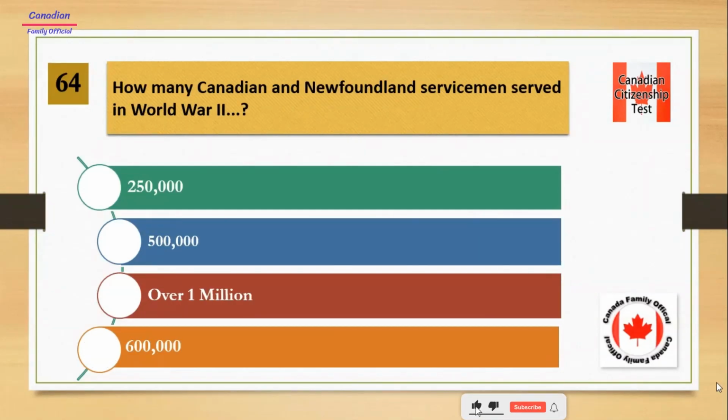How many Canadian and Newfoundland servicemen served in World War II? Number 1 250,000. Number 2 500,000. Number 3 over 1 million. Number 4 600,000. And the answer is over 1 million.